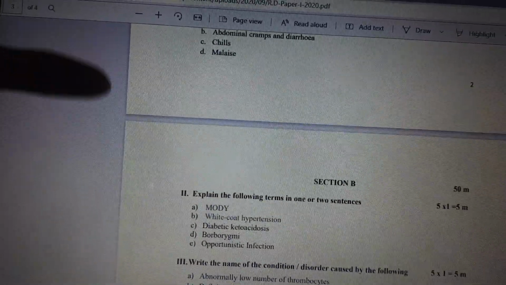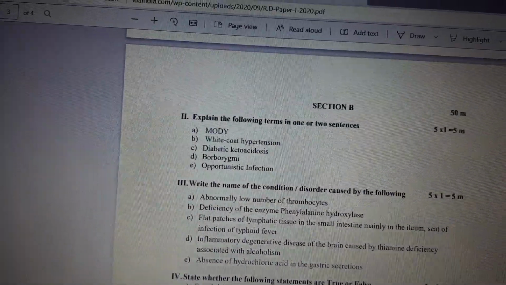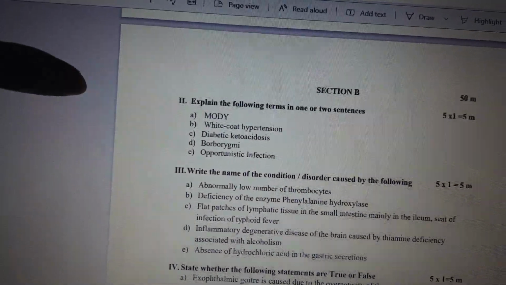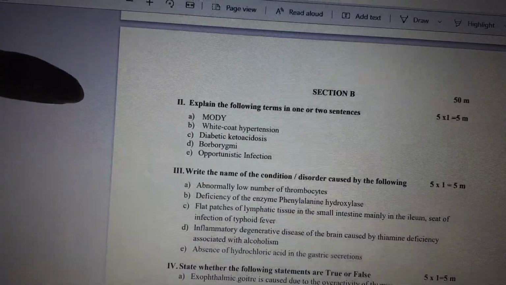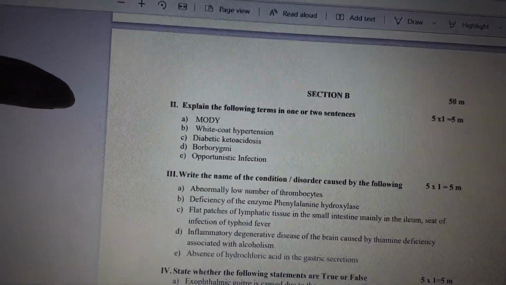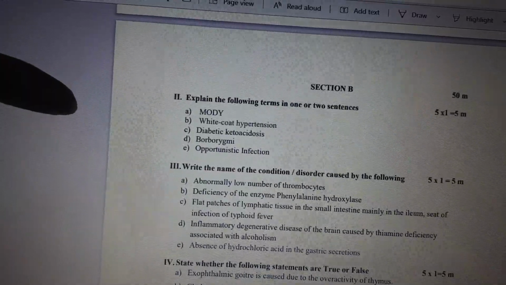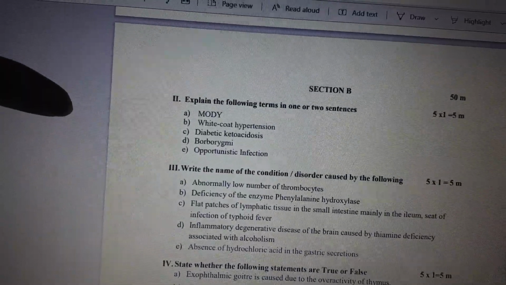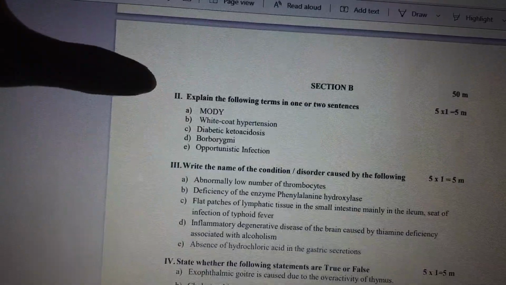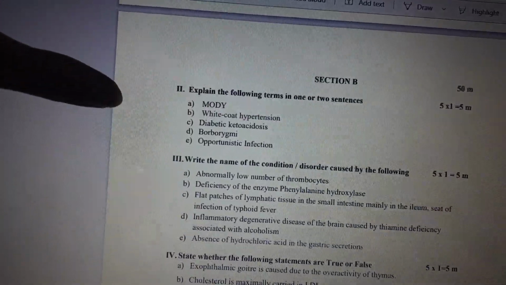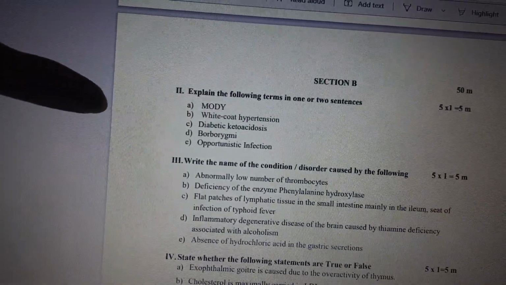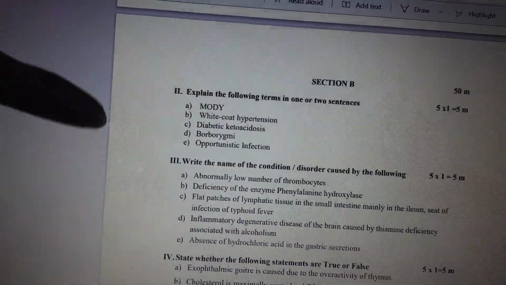Now comes section B. Section B, second question is explain the following terms in 1 or 2 sentences. So these are 5 options given and we have to describe in 1 or 2 sentences. Each one is of 1 mark, so total 5 marks.